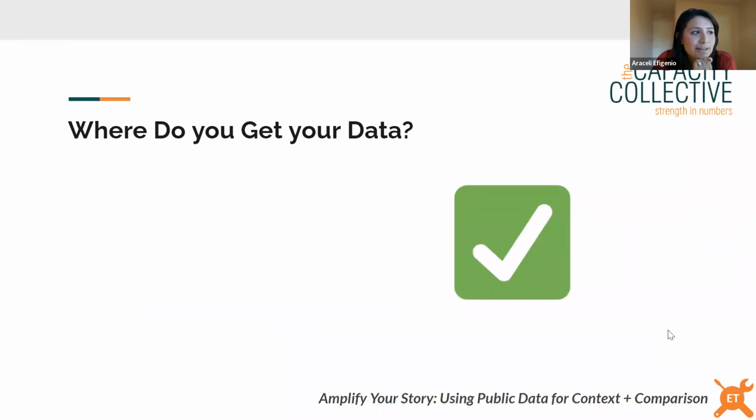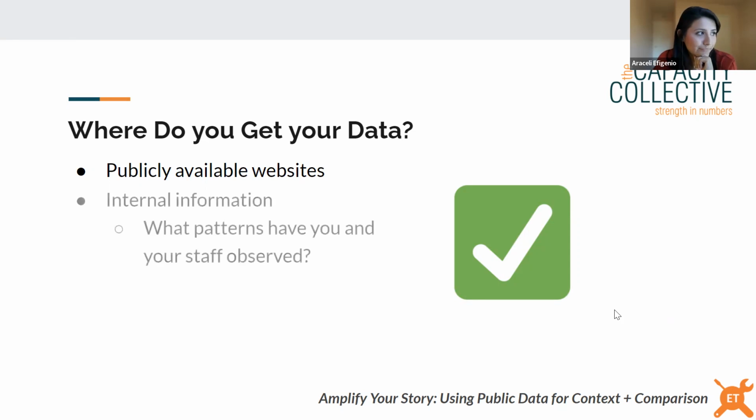So where can you get this magical data? There are publicly available websites. So websites like the Census, Washington State has its own website, King County has its own website, the city of Seattle has its own website that has a number of dashboards and reports that you can pull information from.